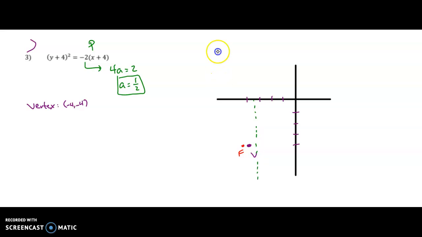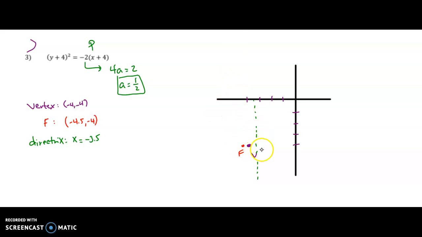And so the coordinate for the focus is going to be at -4.5 comma -4, because remember the a value is 1/2 or 0.5. So I'm going to go 0.5 to the left for the focus, and then 0.5 to the right for the directrix. So the equation for the directrix, and remember it's an equation, is going to be x equals -3.5.